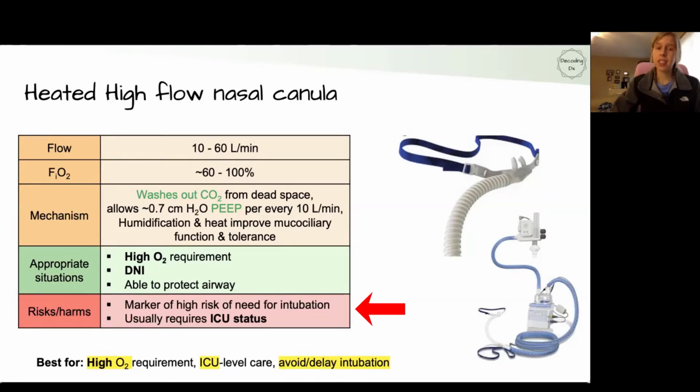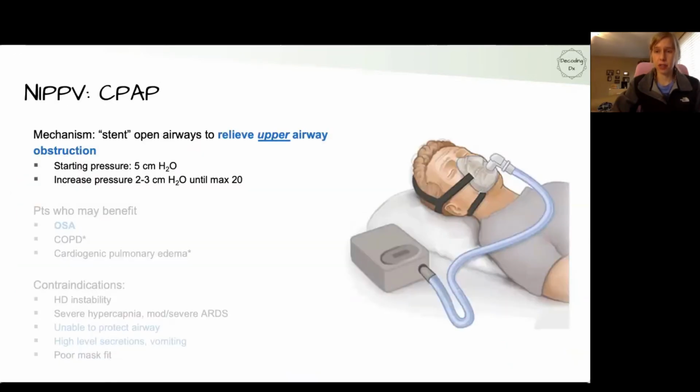And the reason for this is that they are very high risk for needing intubation. So if a patient has tenuous enough respiratory status to need heated high flow, they need to be in the ICU where they can be very closely monitored in the case that they do need intubation or other types of intervention. Next, we're moving on to what we call non-invasive positive pressure ventilation.